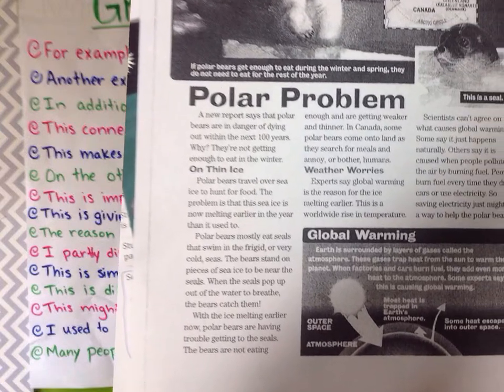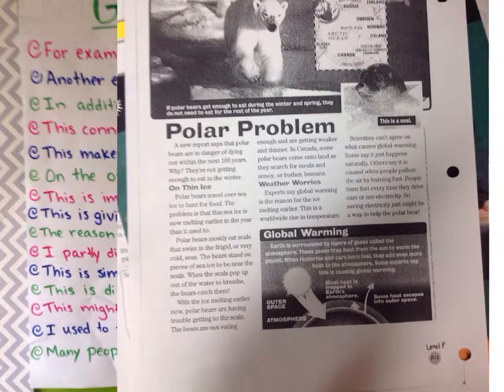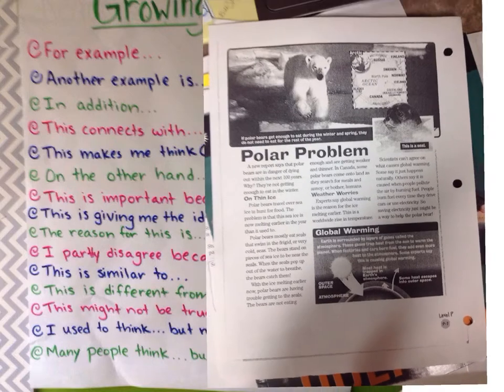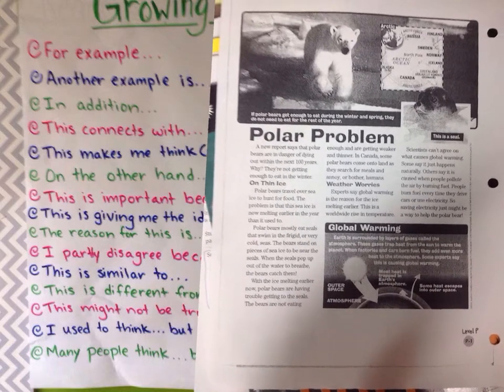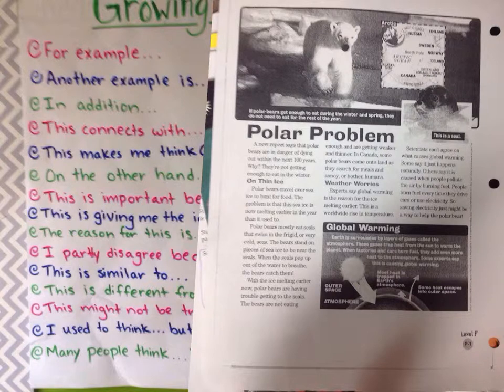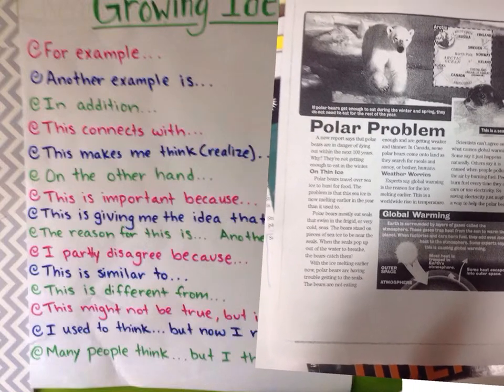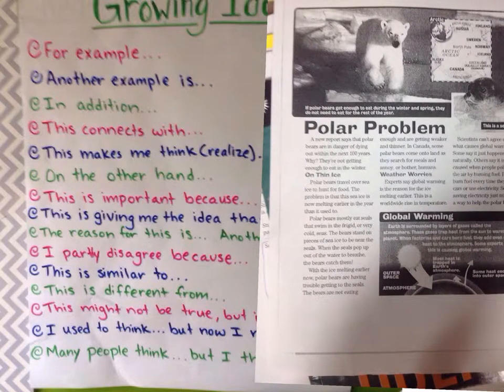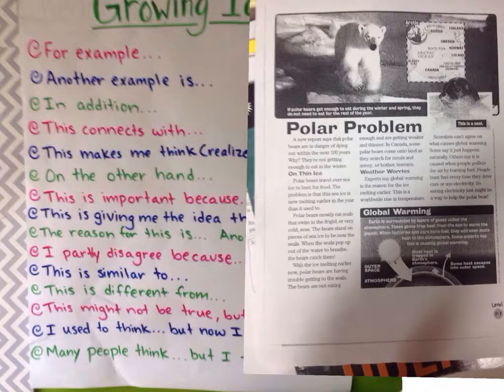So, I wanted to use the article Polar Problem that we used last week. We know that the author of this article wrote it in cause and effect format. So they told us that the cause of the polar problem is global warming, and that the effect is that polar bears are starving to death. So, if I were going to talk with my reading partner about this article, I would tell them that this was written in cause and effect. And then I would want to talk to them about why the author chose to write it in this format.